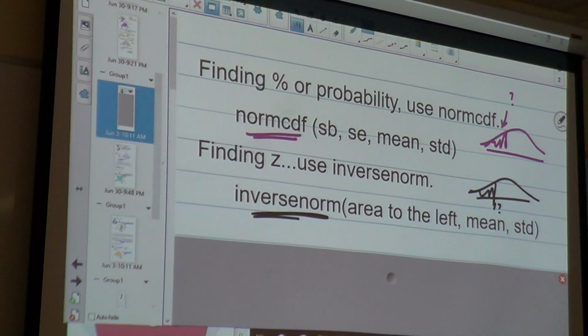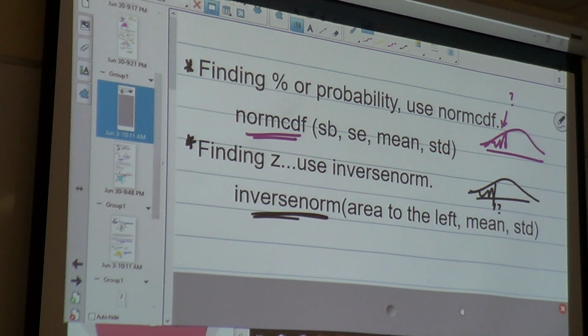So those are the two things that we're going to be using. It's normal when you're trying to find the probability or the percent, knowing which one to use. And the normal has 4 of them. Left, right, mean, standard deviation. Inverse norm is always to the left, mean, standard deviation. So you need to make sure that you know both of those. Those will not be given to you. And this is not the test that ends Wednesday. This is the following test.